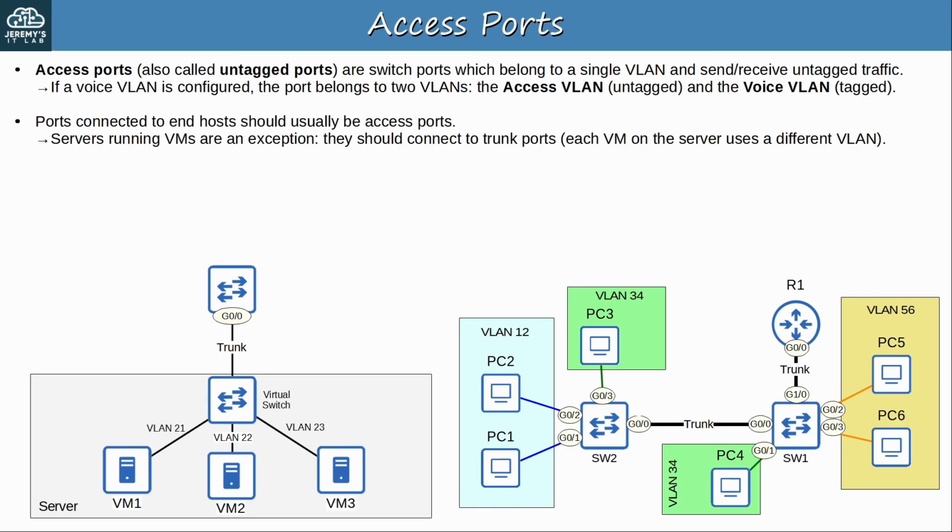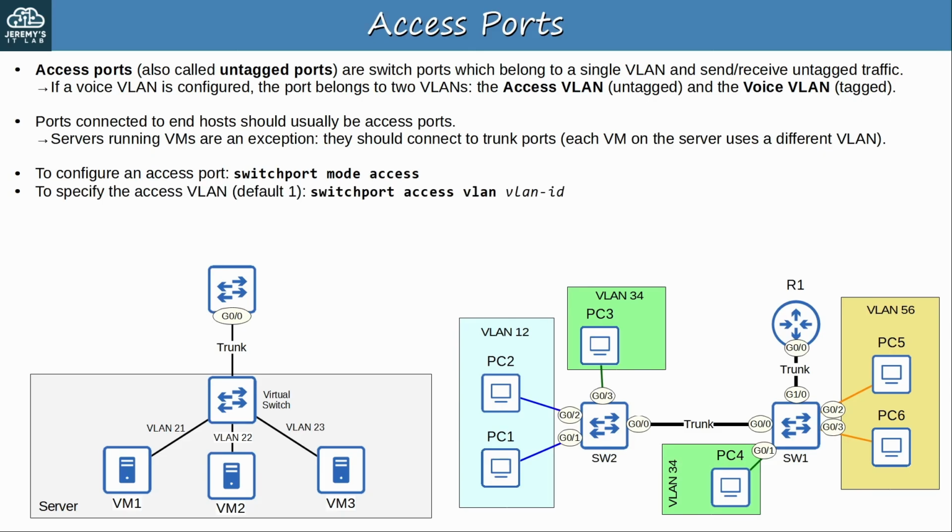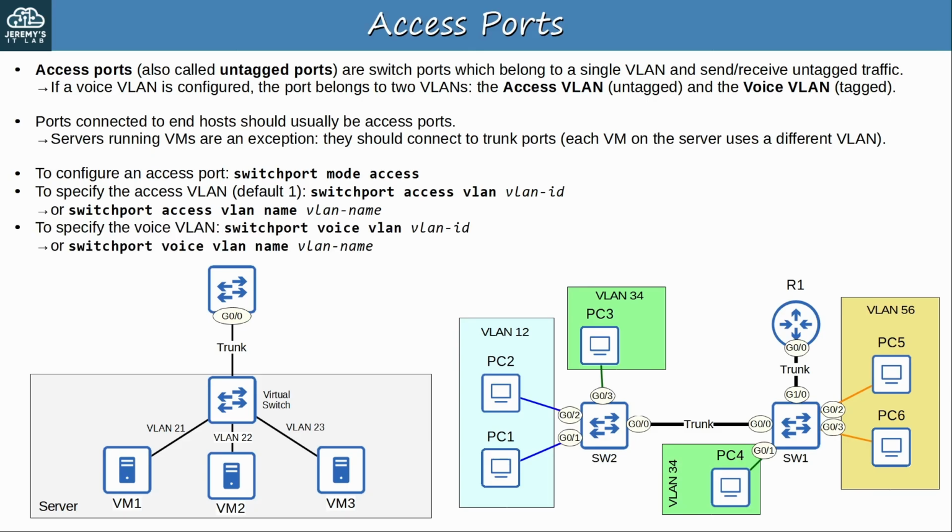Okay, back to access ports. How can we configure them? Use switchport mode access to configure an access port, and then switchport access vlan, followed by the VLAN ID to specify the access VLAN. Another option is switchport access vlan name, followed by the VLAN's name instead of the VLAN ID, which is a number. And then there are similar commands for the voice VLAN. We'll review the configurations in the lab video, so now let's move on.